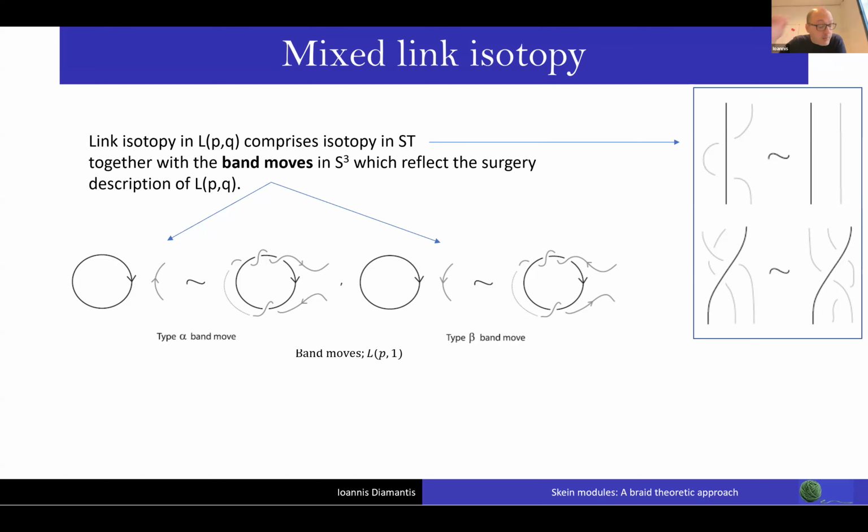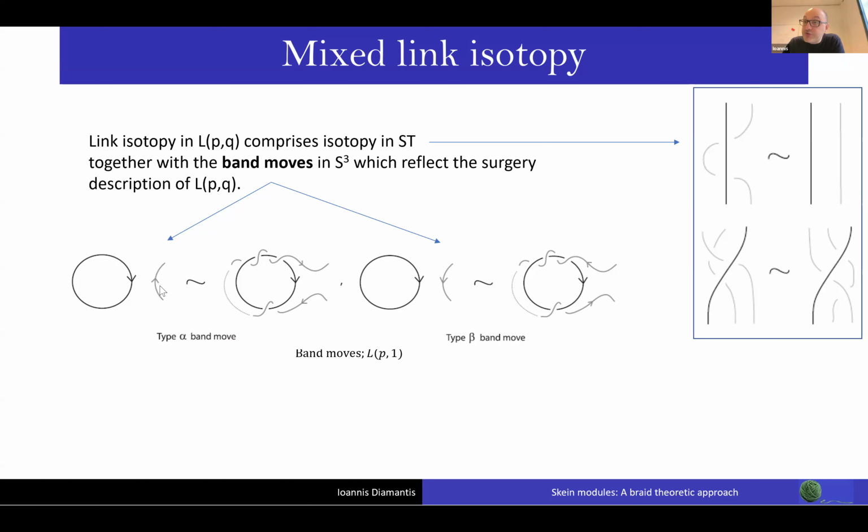We have another type, the Vita band move, where you can see here that initially the orientations agree, but after the move, which is similar to what I explained before, the orientations disagree: the orientation of the moving part and the fixed strand.